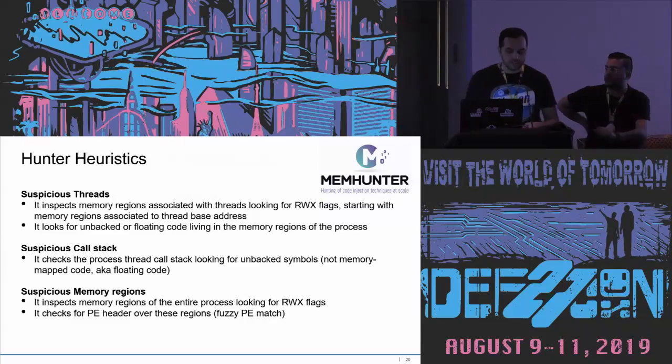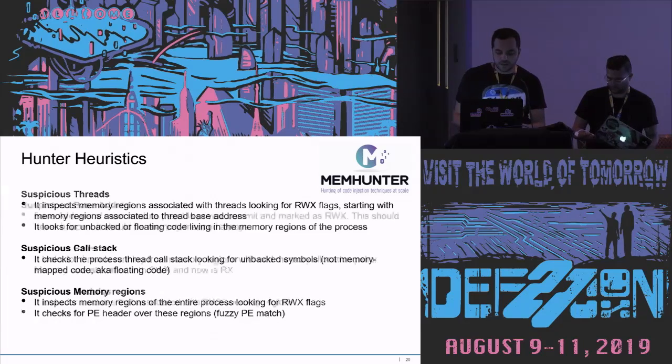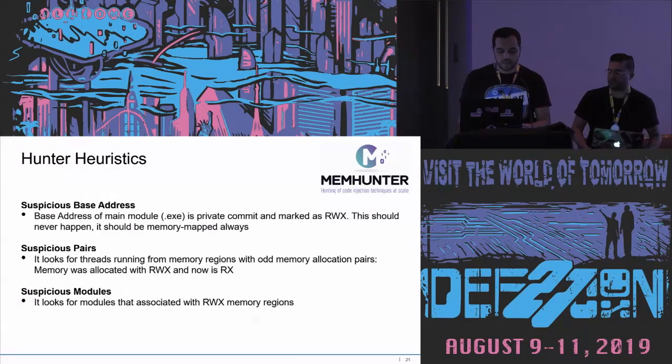Okay, talking about the Hunters, as we have 9 Hunters, and we are running out of time for the demo, I will go really quick on this one. So the first one is suspicious thread. It will look for the base start address, and it will check for the read-write-execute flag. Suspicious call stack will look for symbols that are not backed. Suspicious memory regions will check for the first few bytes to look for signs of PE modules that were loaded or are currently being loaded and used.